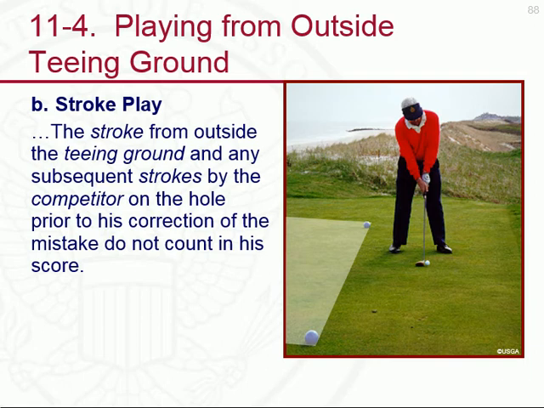The stroke from outside the teeing ground and any subsequent strokes by the competitor on the hole prior to his correction of the mistake do not count in his score. So when the player in stroke play tees off outside of the teeing ground, that stroke that he makes there, and even if he goes on to hole out, makes several other strokes and holes out and gets to the next teeing ground and realizes he had played from the wrong set of tees on the previous hole, he's going to be required to go back to the previous hole and then play a ball from within the teeing ground and finish out the hole. So any of those strokes made with his first ball on that hole, including his tee shot, do not count, and he would be subject to a 2-stroke penalty.